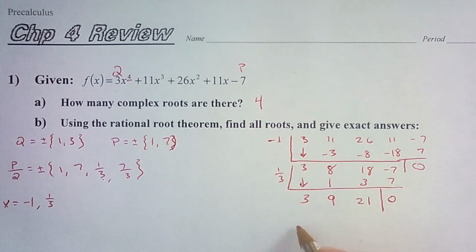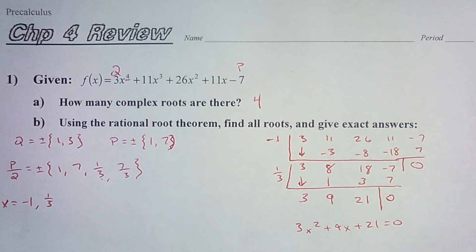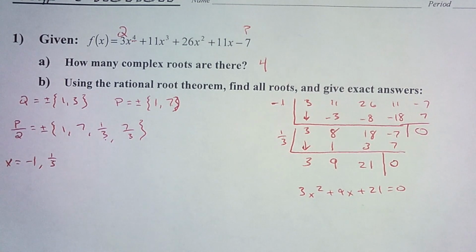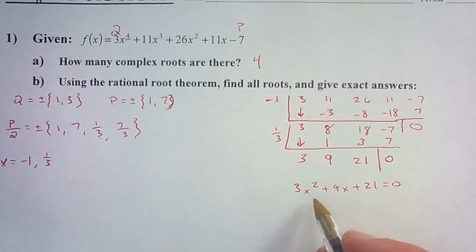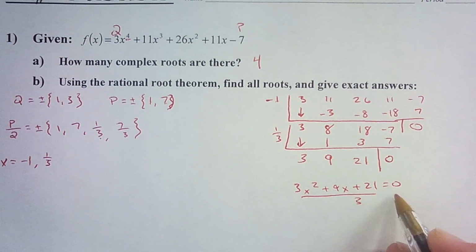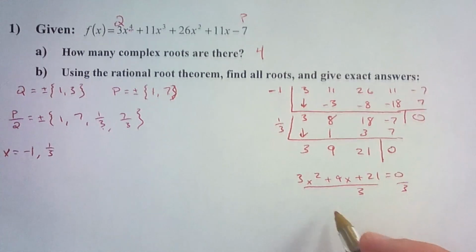Okay, so now I have 3x squared plus 9x plus 21, and I set that equal to 0 and solve. So now I'm just dealing with a quadratic equation, and I can solve by factoring, completing the square, or using the quadratic formula. I think this will be easier if I simplify my numbers by dividing both sides by 3.